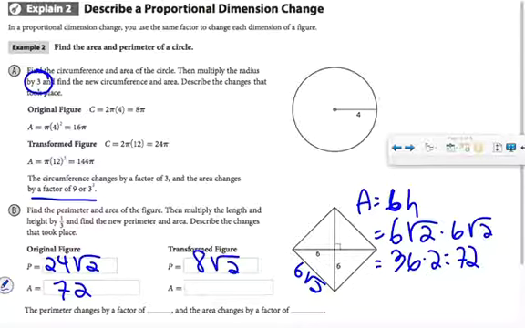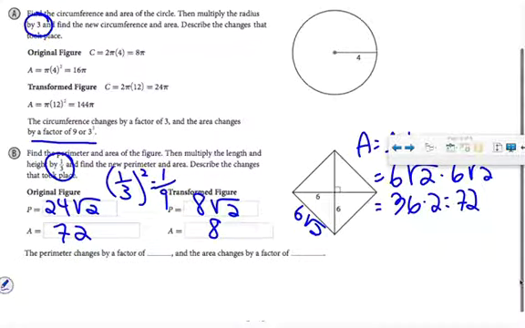So I mentioned in the circle problem in part A that the area changes by a factor of the scale factor squared. Well, my scale factor is 1/3. 1/3 squared is 1/9, and 1/9 of 72 is 8. So the perimeter changed by a factor of 1/3, and the area changed by a factor of 1/9.